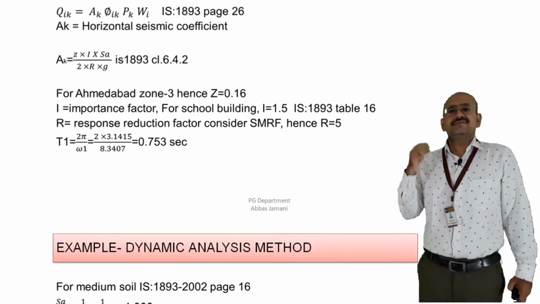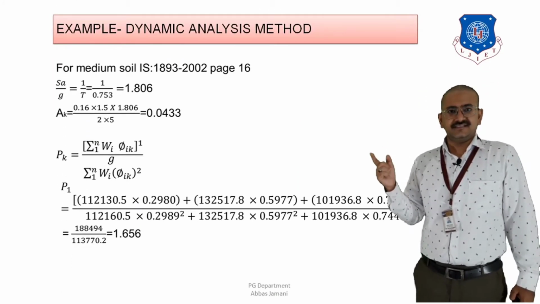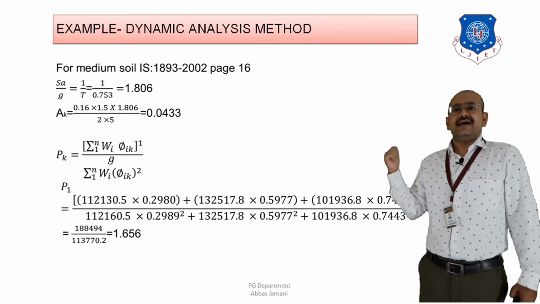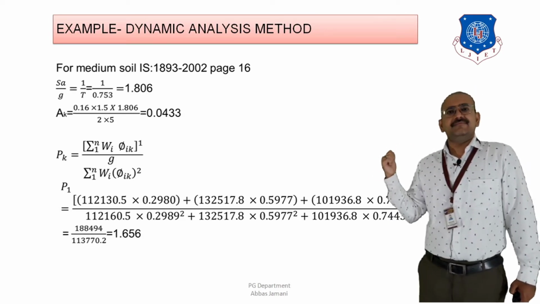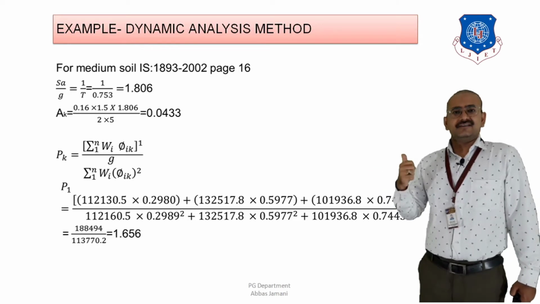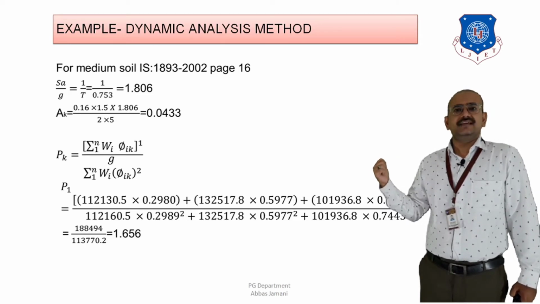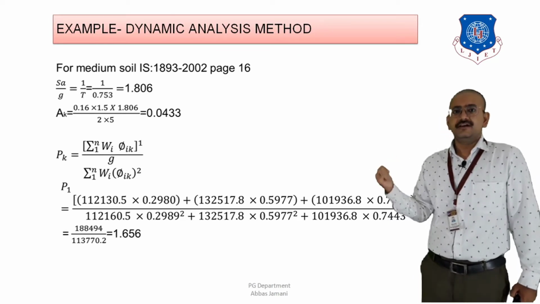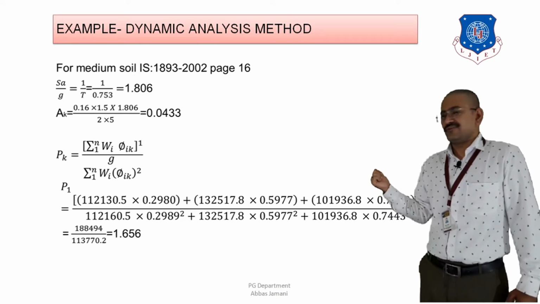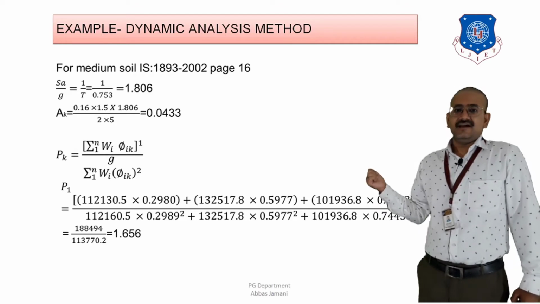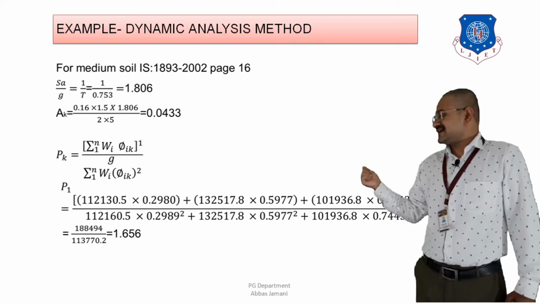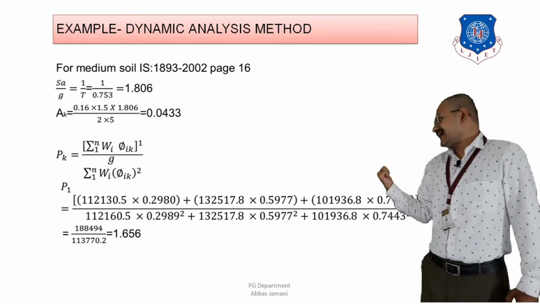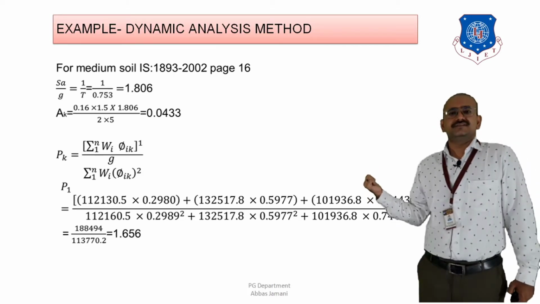Right? Now if I go back to IS 1893-2016, year 2002 is written, but you have to refer the latest code, that is IS 1893-2016 under the dynamic head. If we go back and refer there, then corresponding to the value of T equal to 0.753 and medium soil category, we will get the value of Sa by g as 1.806, right? And if I substitute this value of Sa by g equal to 1.806 in the equation of Ak, then I will get the value of Ak is equal to 0.043.